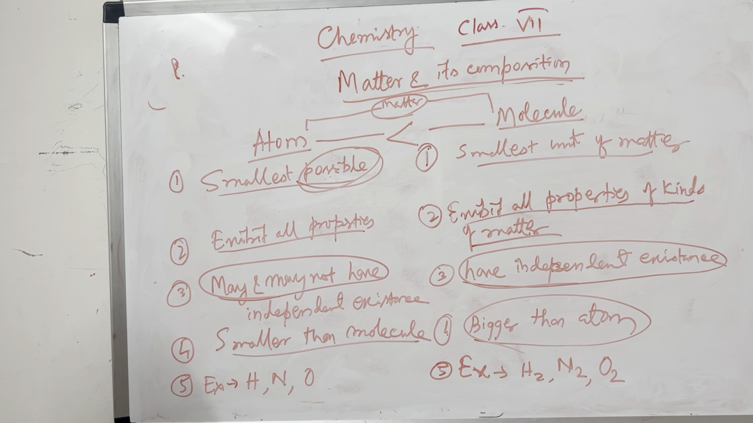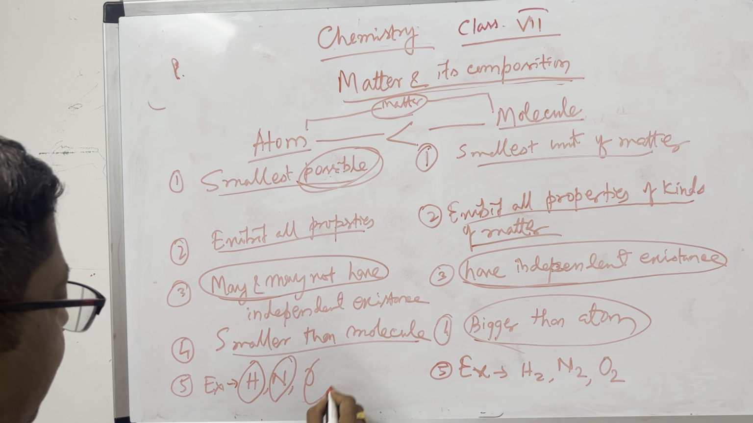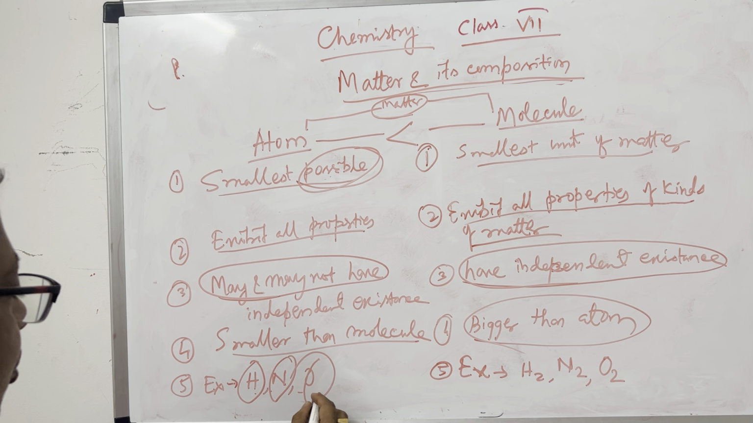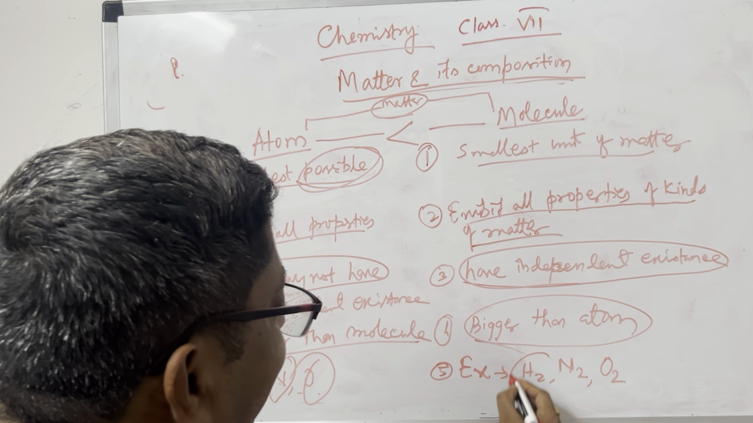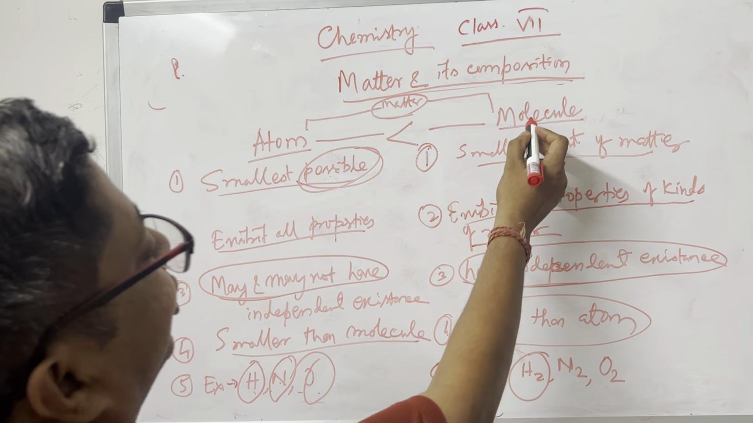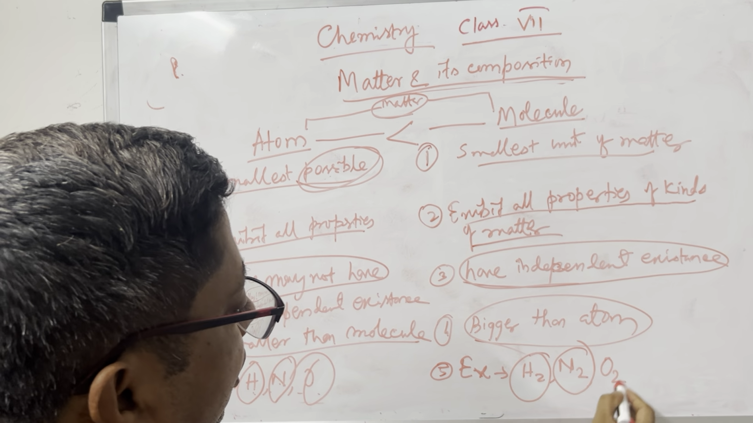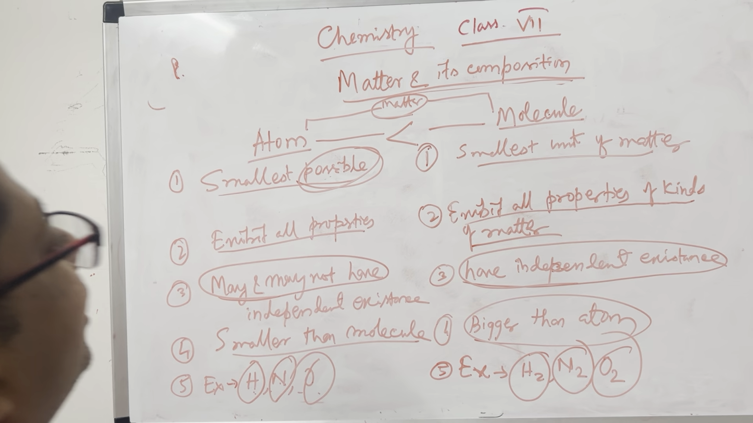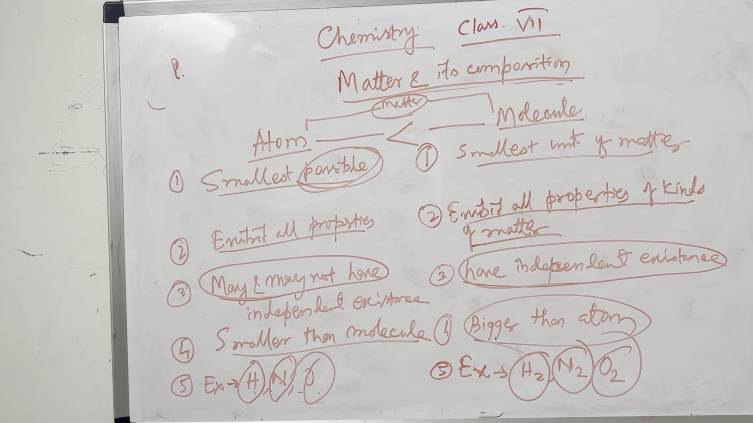Then come to examples. H is hydrogen, N is nitrogen, O is oxygen. One hydrogen, one nitrogen, one oxygen, these are atoms. If I put 2 hydrogen, then it becomes a molecule. 2 nitrogen, it becomes a molecule. 2 oxygen, it becomes a molecule. Okay, just write it down, then we will go to the next session.